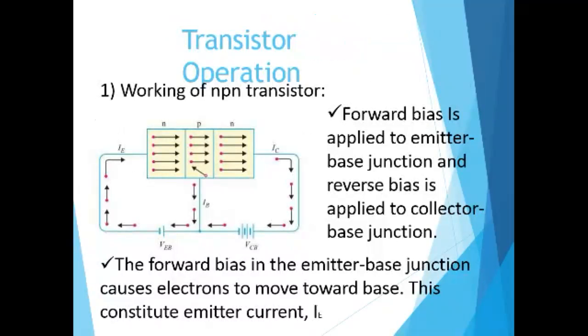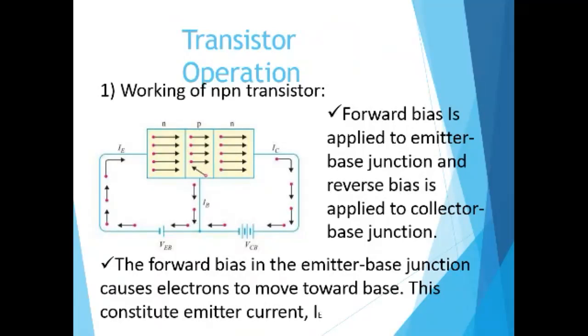So, transistor operation. Here two types of transistors are there. One is the NPN transistor, the second one is the PNP transistor. So how does the NPN transistor work? This is the circuit diagram of the NPN transistor. NPN: two N layers, one P layer. The P layer sandwiched between two N layers is called the NPN transistor. That is the definition of the NPN transistor.